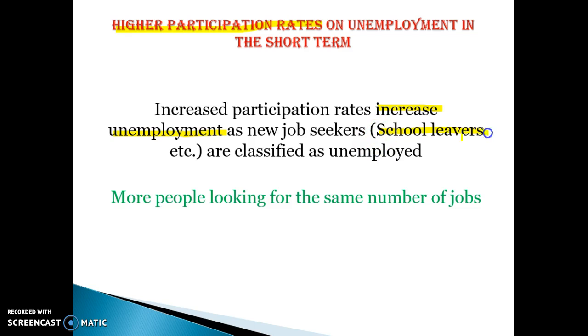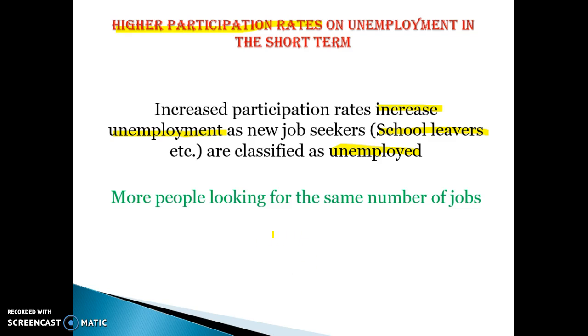So school leavers, for example, are classified as unemployed. Okay, they're entering the labour force, they're now part of the labour force, and therefore there's more competition for jobs, and that can increase unemployment. So in the short term, higher participation rates lead to more unemployment because there's more people looking for the same number of jobs.